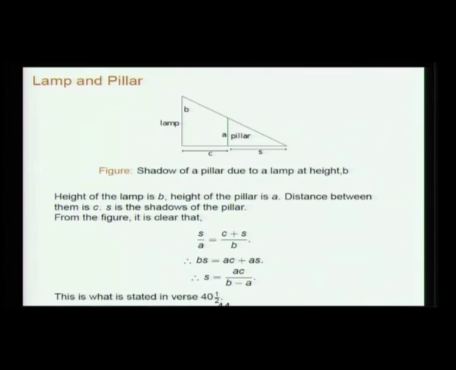So essentially what is given is the old result. If this is the pillar and this is the lamp, and this is the height of the lamp, and the pillar is a gnomon basically, then S by A is equal to C plus S by B. So the shadow S is equal to AC by B minus C. This we had discussed earlier also. So it is essentially giving the same problem.